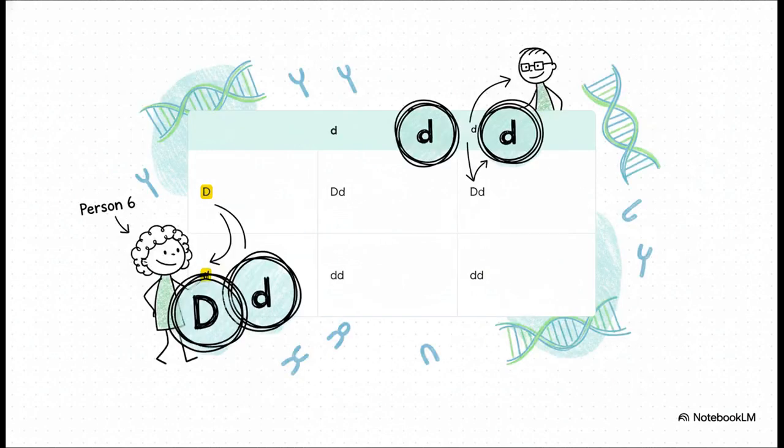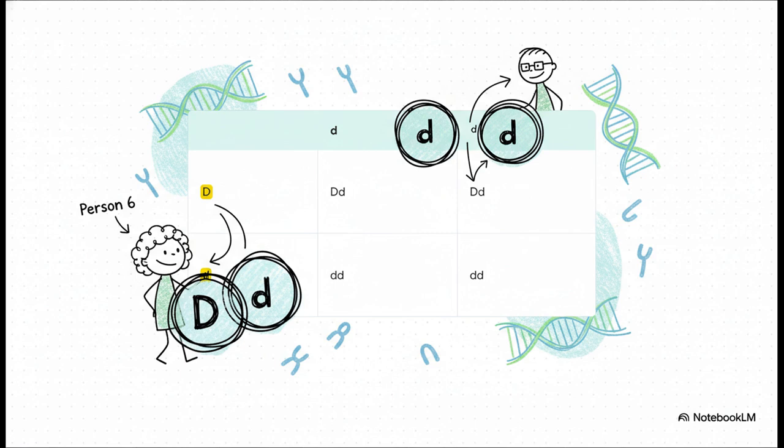Now that we have the parent genotypes, Dd and dd, we can build our Punnett square. Remember, this is just a simple grid that shows all the possible ways the parents' alleles can combine. We'll put person 6's possible gametes, a dominant D and a recessive d, down the side. Then we'll put person 7's possible gametes along the top. He can only produce gametes with a recessive d, right?